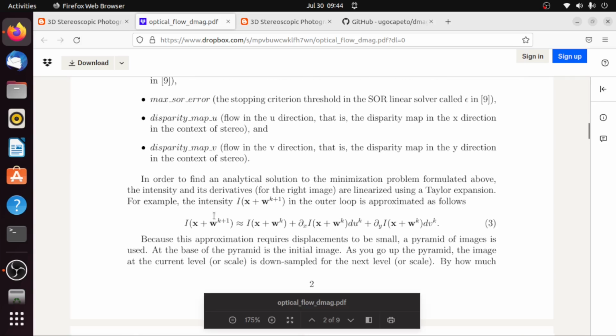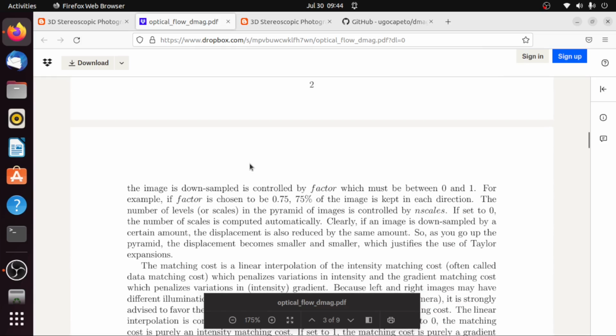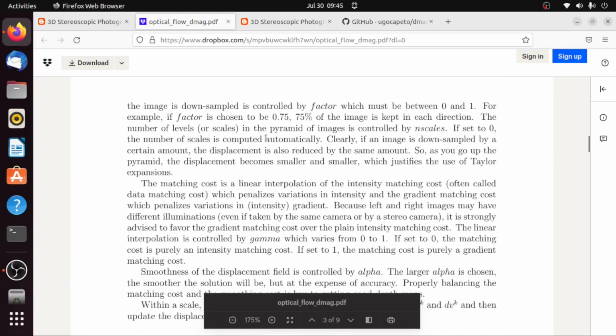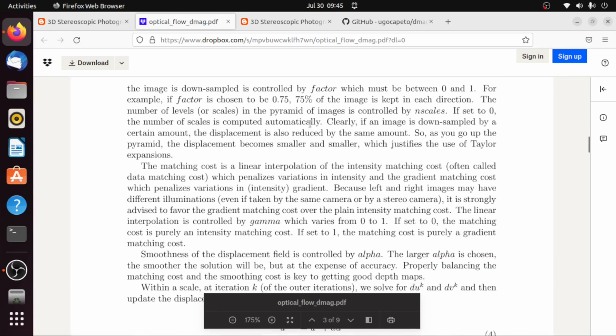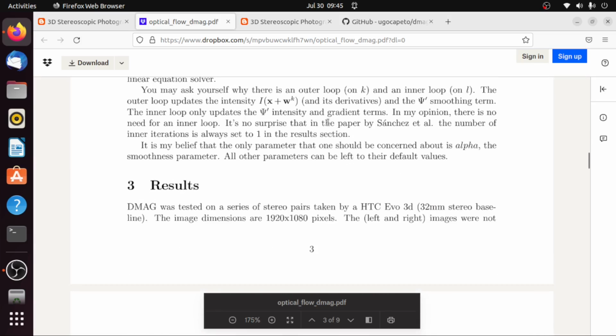Okay. So here I explain how I derive the equations. This is the Taylor expansion. So it's linearization. So you're assuming small displacement. You assume that the displacement vector is small. Here I'm explaining everything in that document actually. But let's look. And then you have the results.